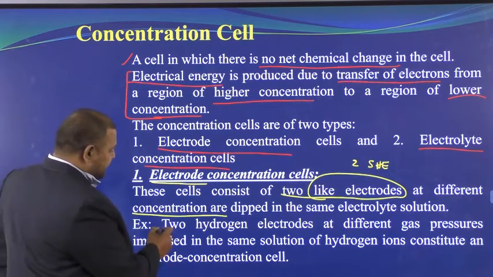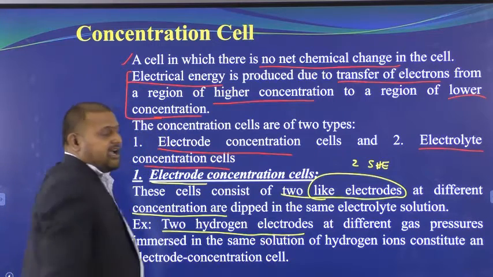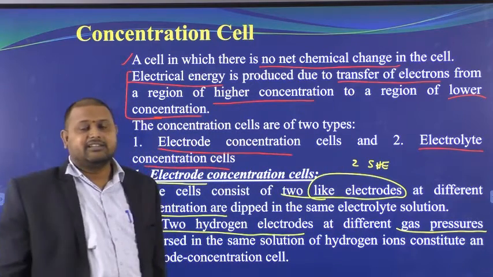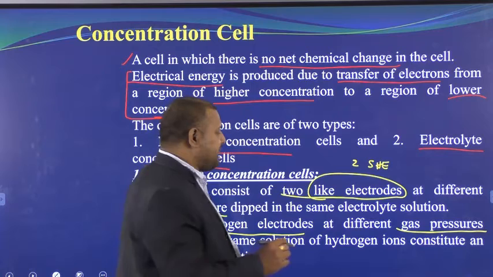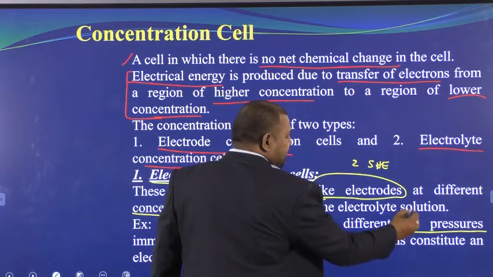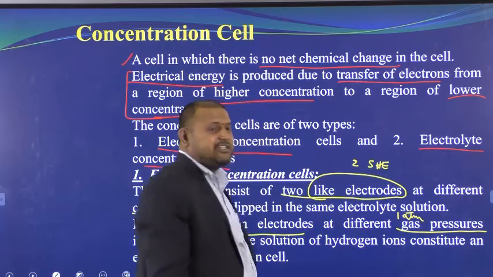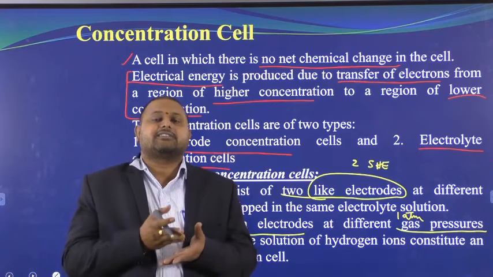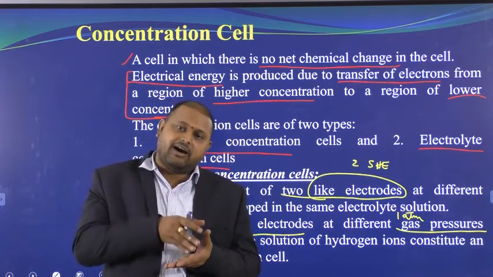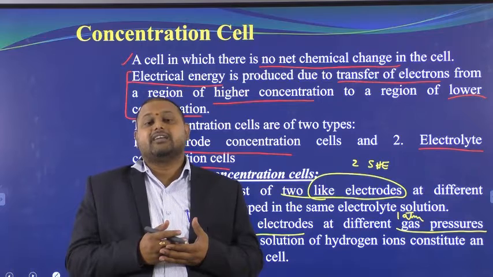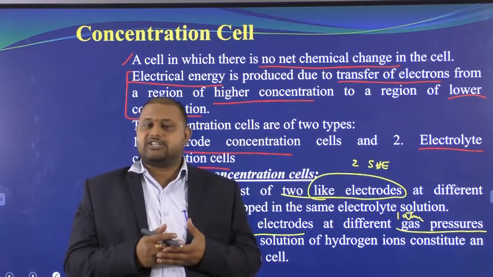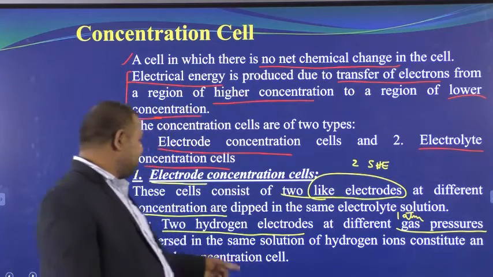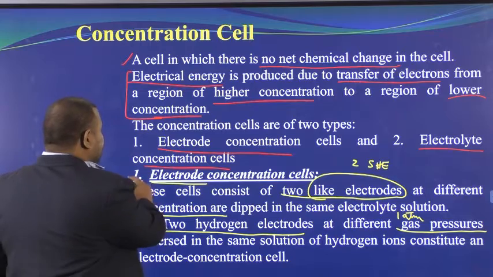So we take two SHEs, two hydrogen electrodes, and we change the gas pressures. I told you previously that hydrogen gas should be pumped at around 1 atmosphere pressure. Now we will change the pressures. If I change the pressure, what happens? I told you previously about the disadvantages of SHE: if an excess amount of hydrogen is passed, the concentration of the H plus ion changes. Now we are utilizing this to produce current. Clear? Now we will use this and see the first one, the electrode concentration cell.